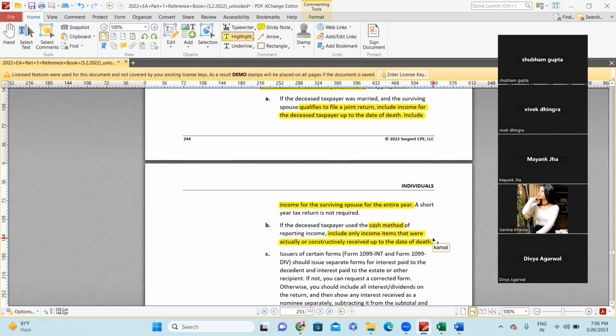Will this not be included in the surviving spouse's income? Yes, yes. Surviving spouse or descendant, whatever you call. It's one and the same thing. Right? C point.